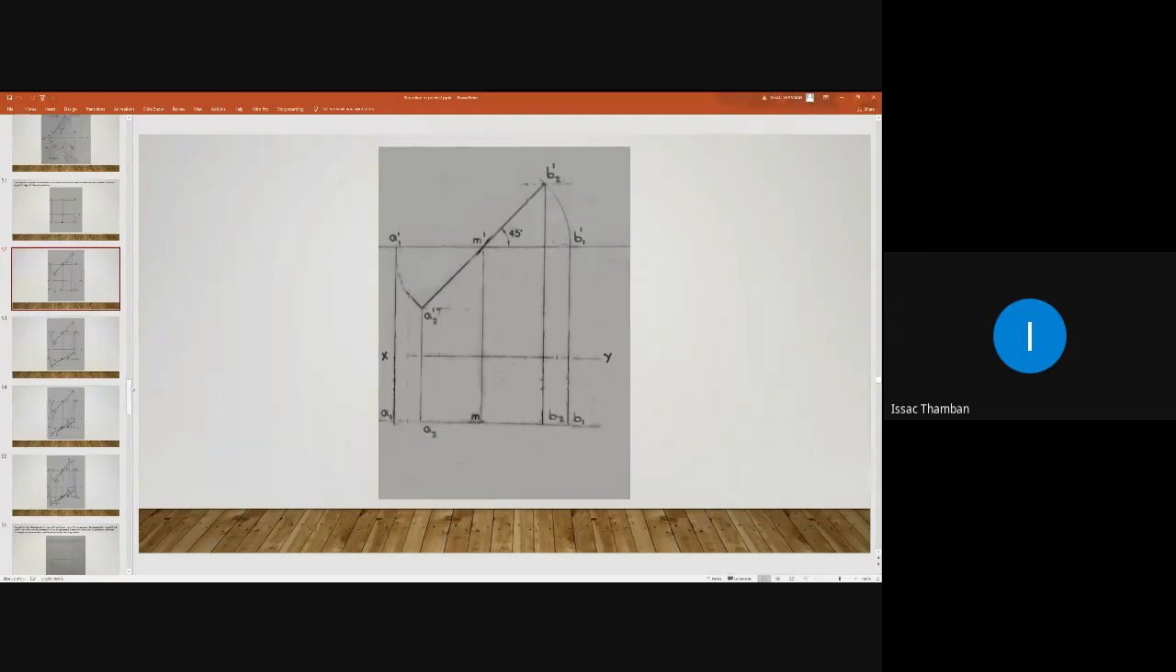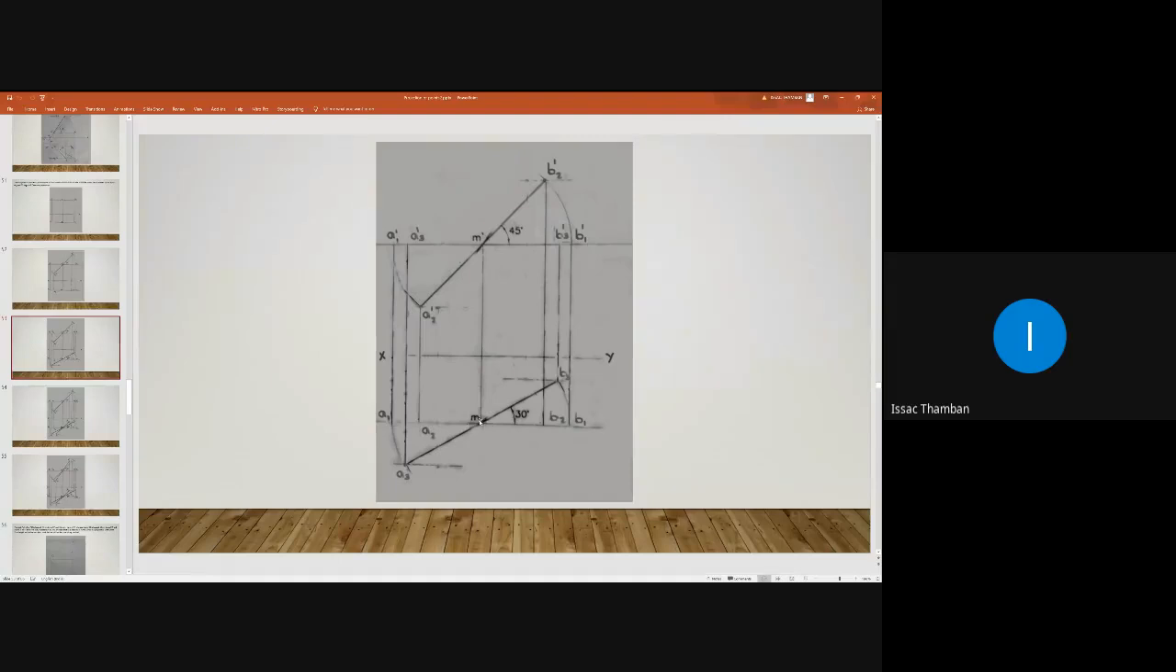Then let us proceed to the next slide. Then in the next slide, we will consider the other condition. We will tilt the line with respect to VP, keeping it parallel to SP, so that in the plan it is revealing its true length and true inclination, and in the elevation you will get the elevation length. So that is done in the next slide. We will tilt the line with respect to VP, keeping it parallel to SP.